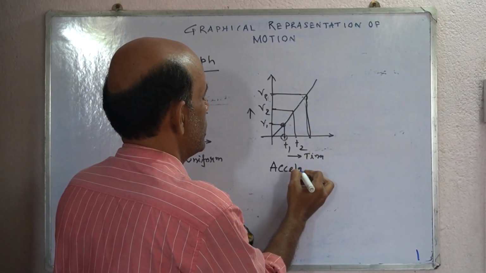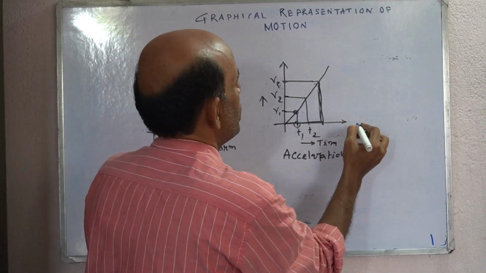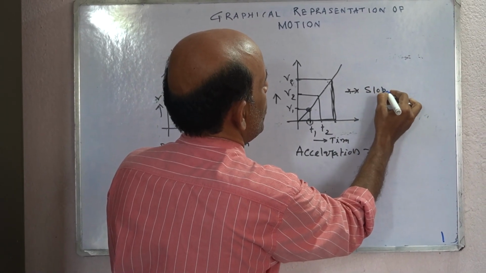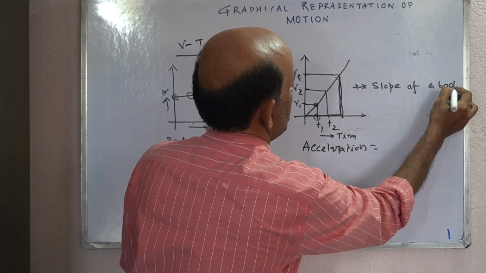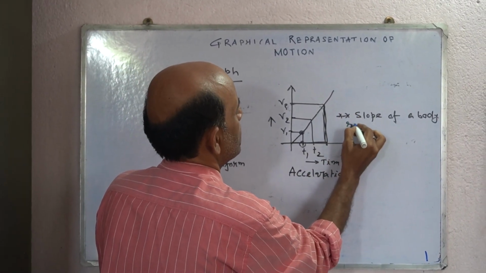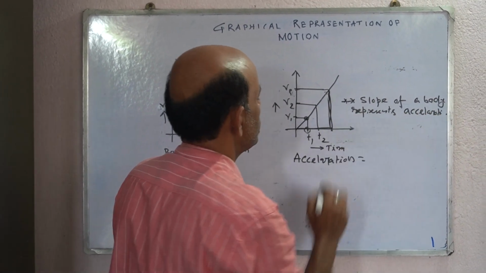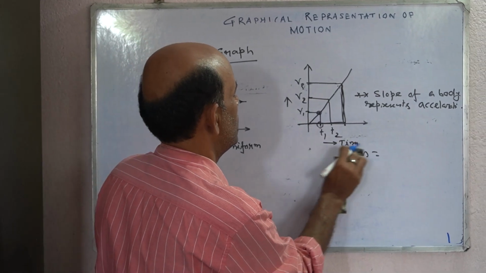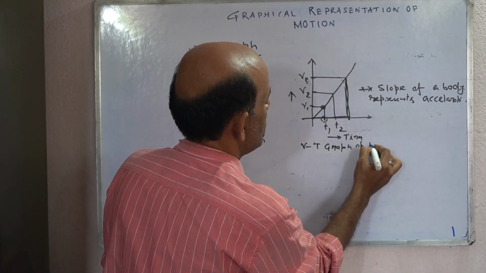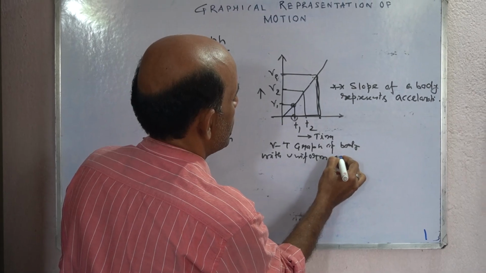How to calculate acceleration? Same, acceleration is equal to perpendicular by base. That means the slope of the graph represents acceleration. This is the VT graph of a body with uniform acceleration.